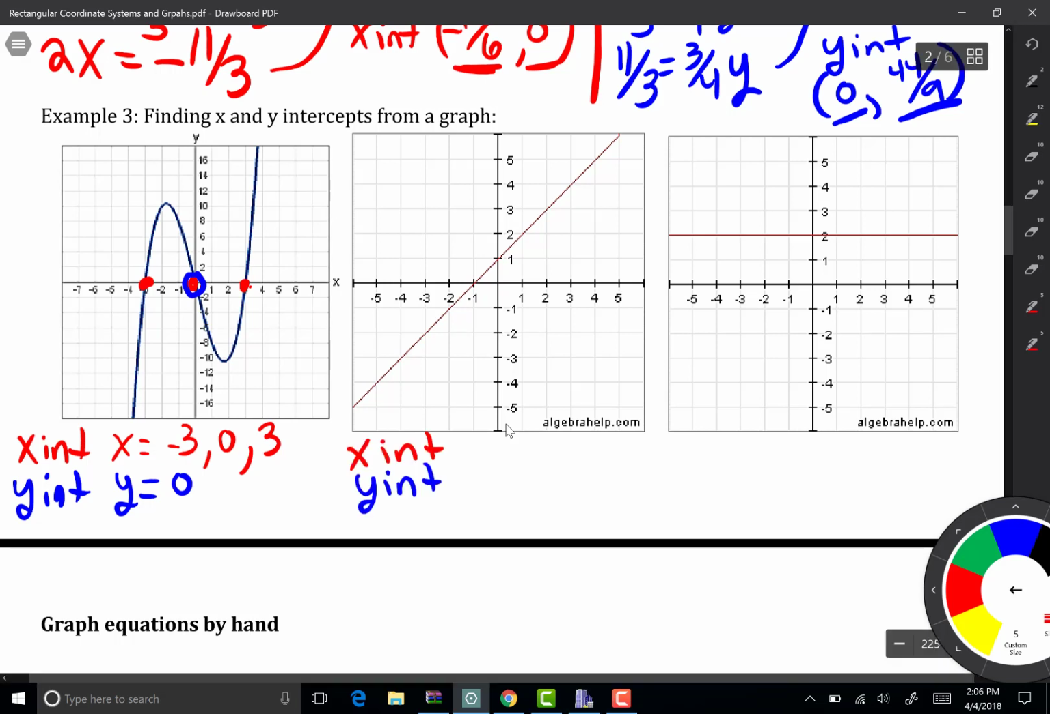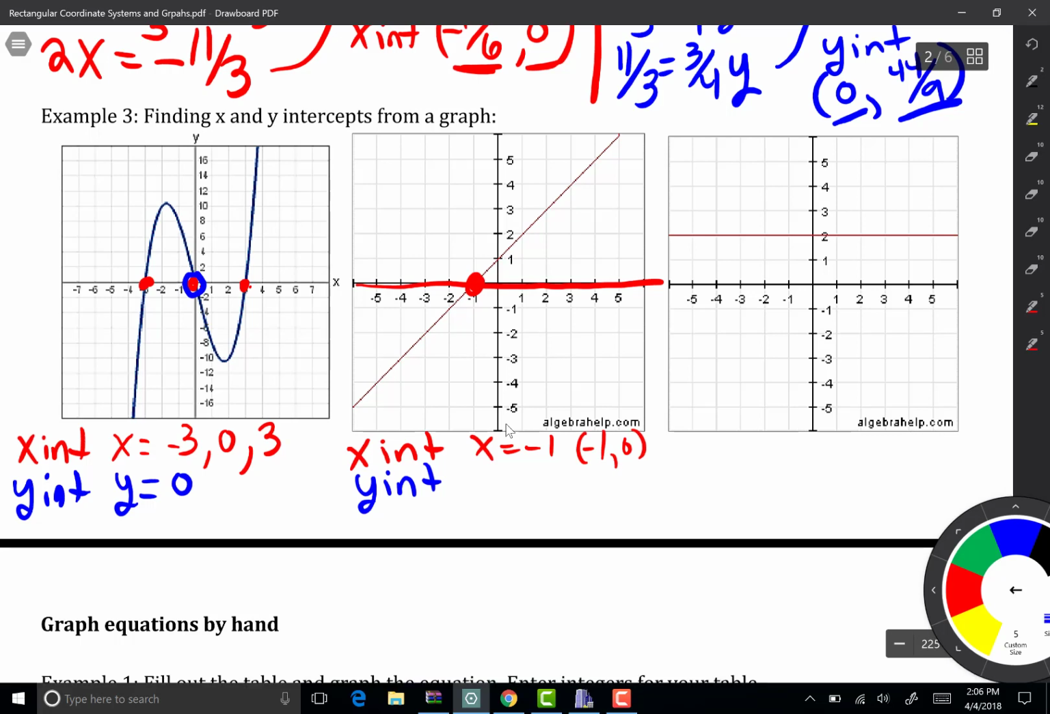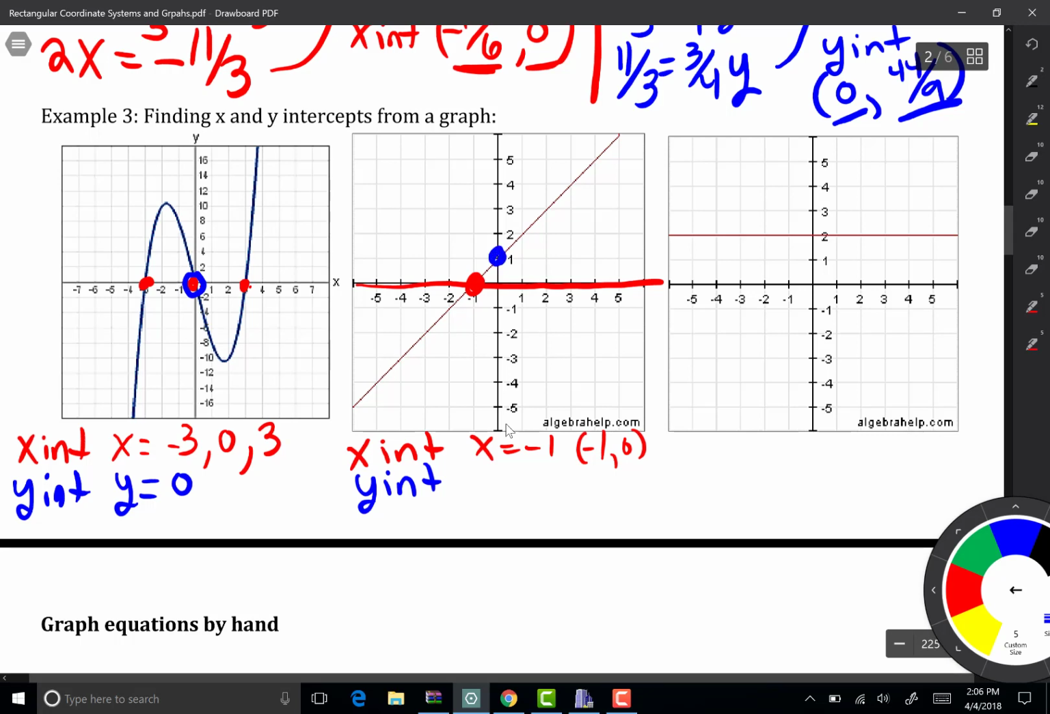In this graph here, here's my x-axis right here. My x-intercept would be right here where it crosses the x-axis. So x equals -1. If I want to write it as an ordered pair, it would be -1, 0. And my y-intercept crosses right here. So my y-intercept is 1. And if I want to write that as an ordered pair, it would be 0, 1, the value of y when x is 0.